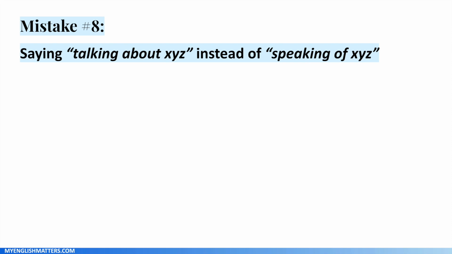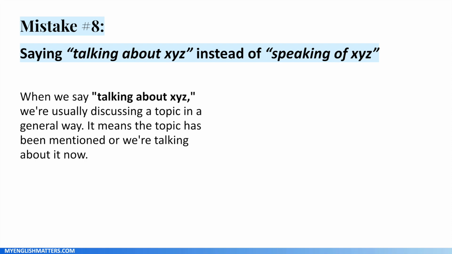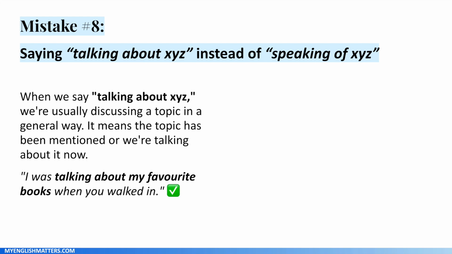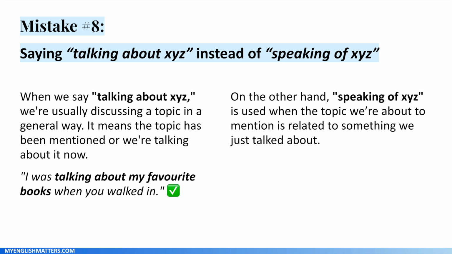Common mistake number 8, saying talking about XYZ when you mean to say speaking of XYZ. When we say talking about XYZ, we're usually discussing a topic in a general way. It means the topic has been mentioned or we're talking about it now. For example, "I was talking about my favorite books when you walked in." On the other hand, the phrase "speaking of XYZ" is used when the topic we're about to mention is related to something we just talked about.